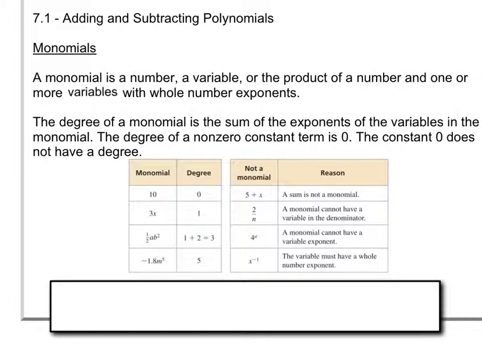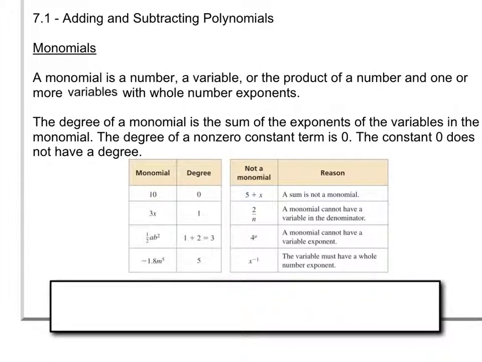Section 7.1, Adding and Subtracting Polynomials. We're going to start off with the definition of monomials. A monomial is a number, a variable, or the product of a number and one or more variables with whole number exponents. Remember that whole numbers are positive and there are no decimals or fractions involved.